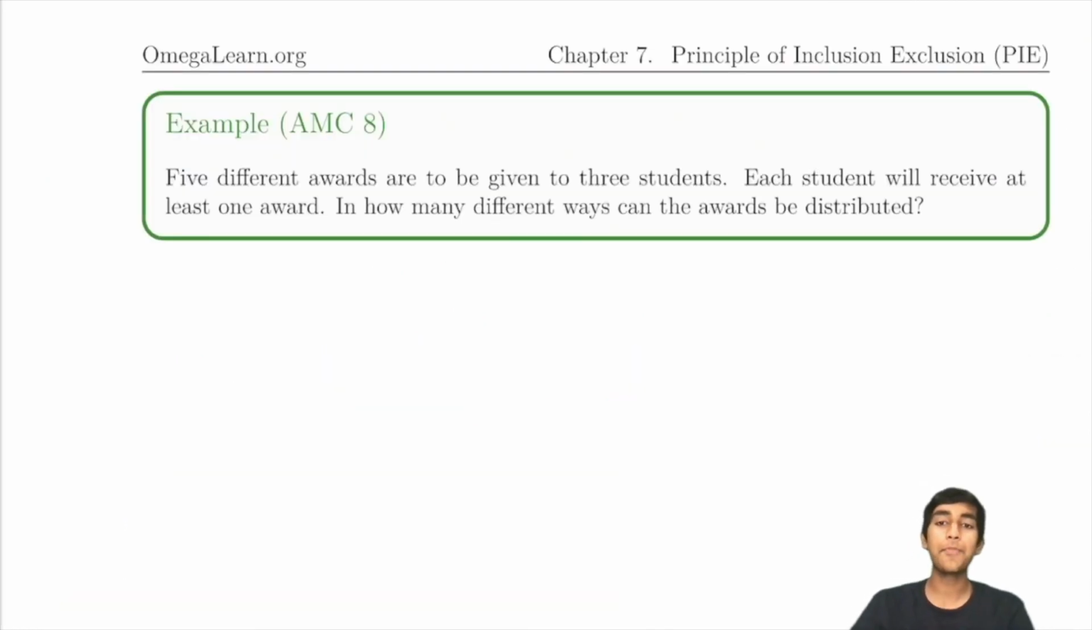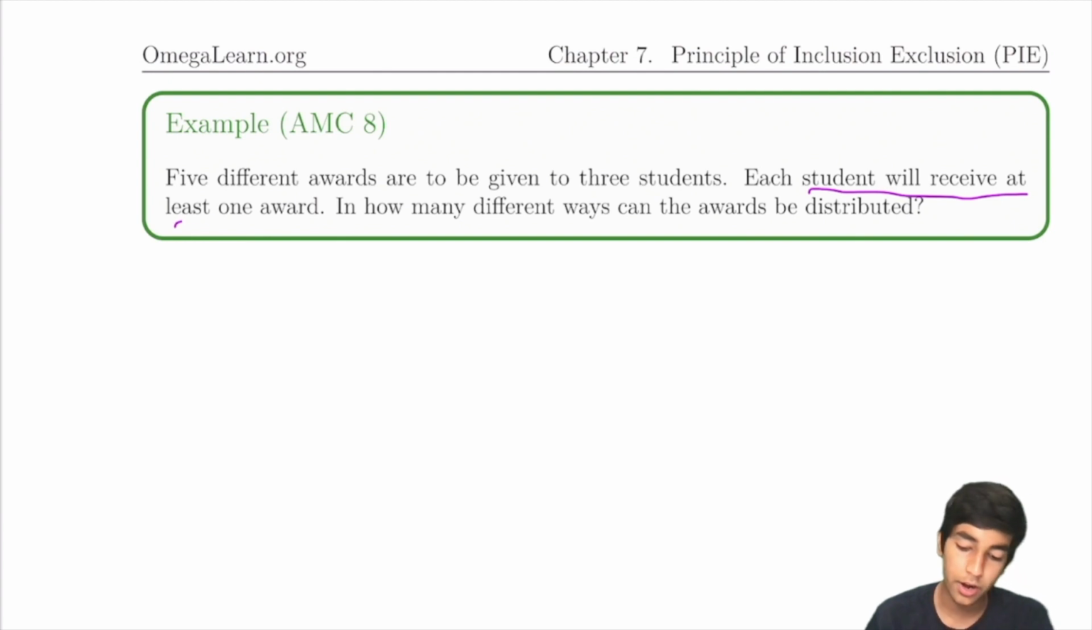Let's now try an interesting example from the AMC that uses PIE for 3 different things. 5 different awards are to be given to 3 different students. Each student will receive at least 1 award. In how many different ways can the awards be distributed?